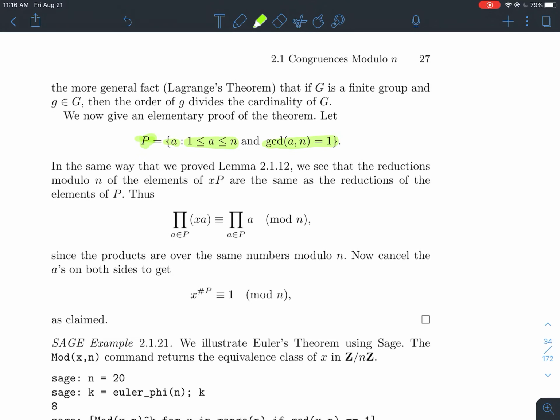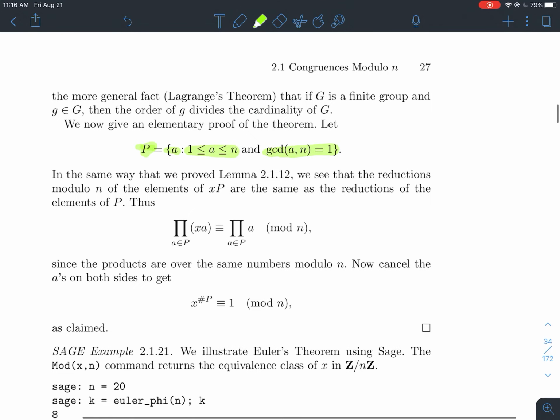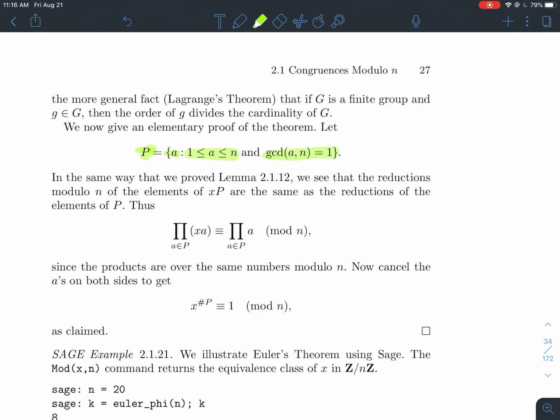And so now, if you took any element x and multiplied it through your set P, what do I have? I should have that the product of all the x times a's, for every a in my set P, should be equal to just the product of the a's themselves. Because these are products of the same numbers mod n, those products just start to repeat, because this is a group under multiplication.